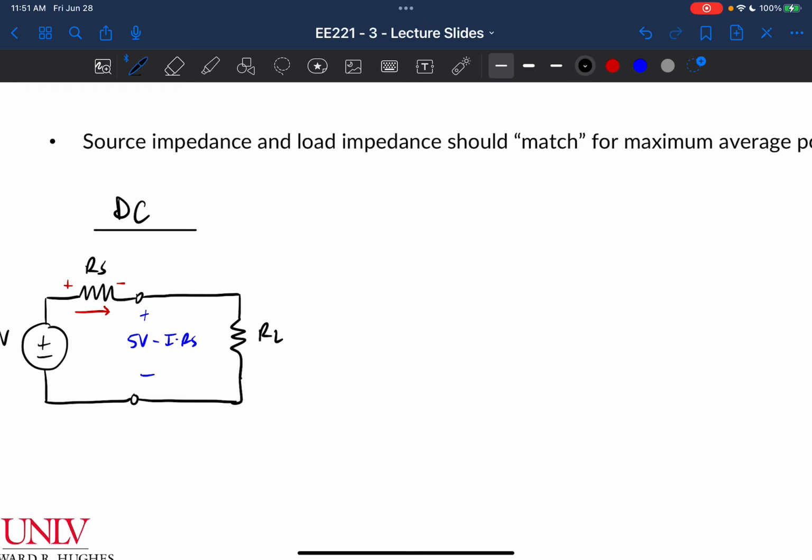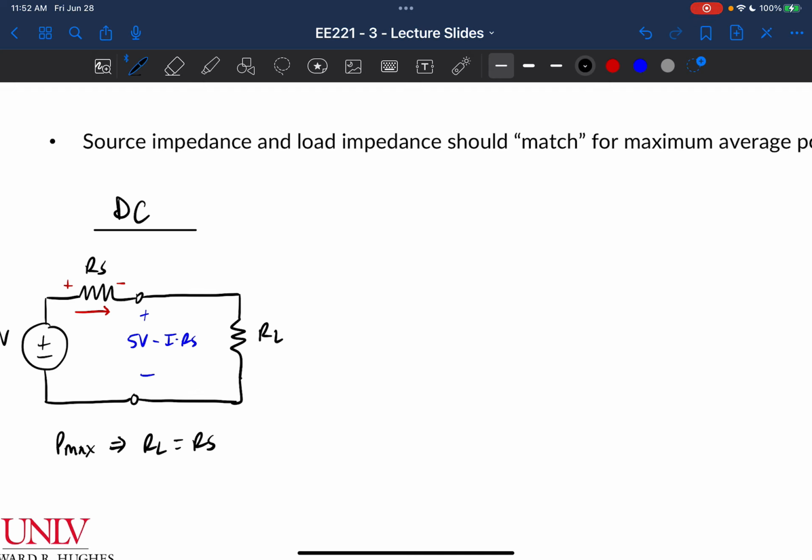You might think that larger values of RL would maybe result in less current, and so we would have the maximum average power transferred, or smaller values of RL would result in more current, so that would give us more maximum average power transfer. It turns out that if RS and RL are equal to each other, so power max is in the case where RL is equal to RS, okay?